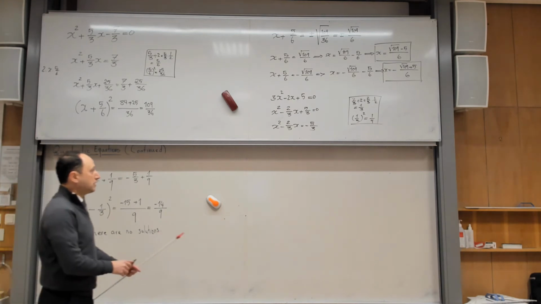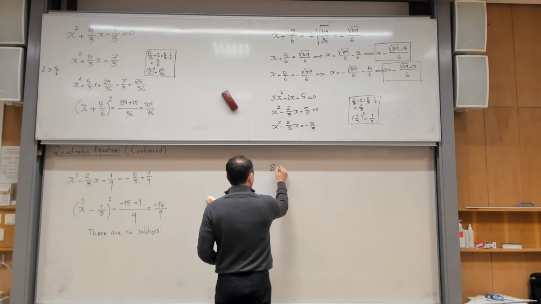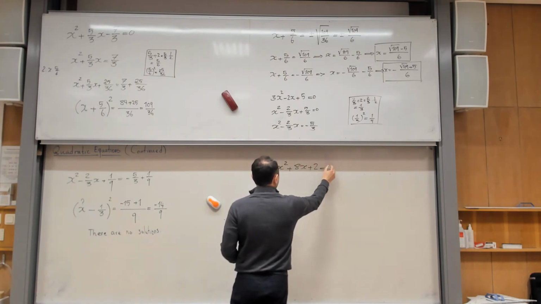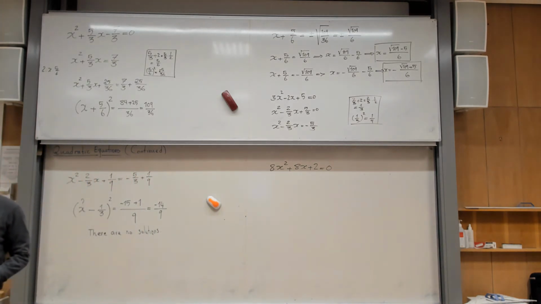Let me also give you another example. So 8x squared plus 8x plus 2 equals 0. I want you to solve this one as well. Okay. So what's the answer? Negative 1 over 2. There is only one solution in this case, and that is negative 1 over 2. Yes?